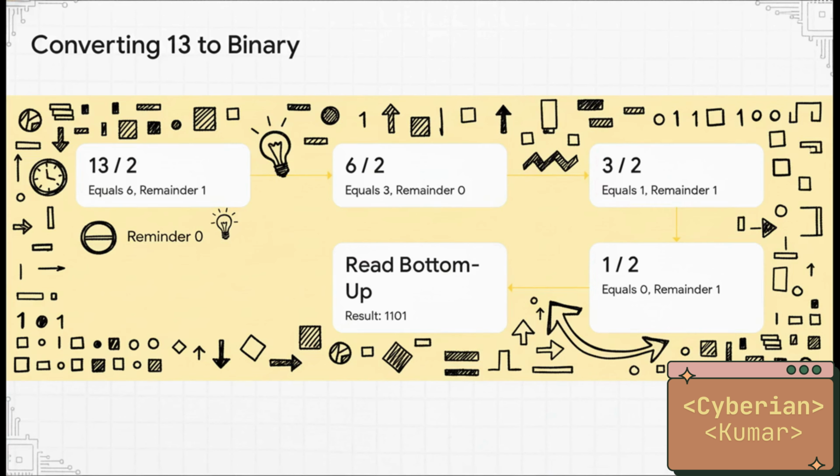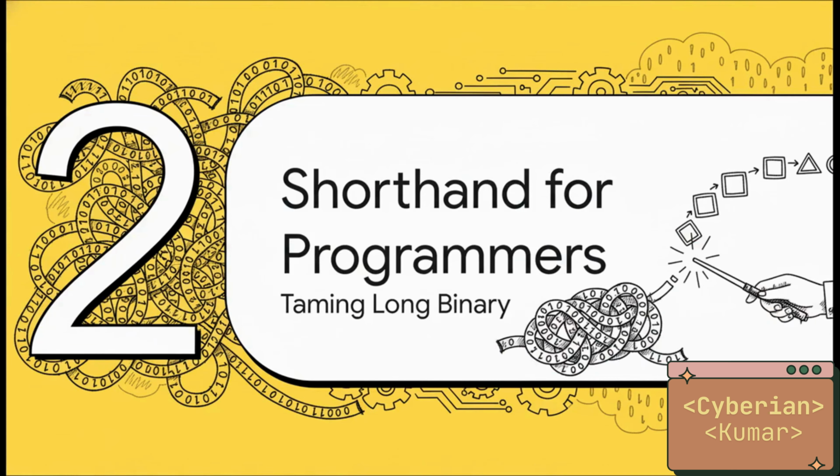Now, here's the magic trick. You read those remainders from the bottom to the top. So you get 1101. That is how a computer says 13. Okay, that's pretty cool. We can now translate our numbers into binary.